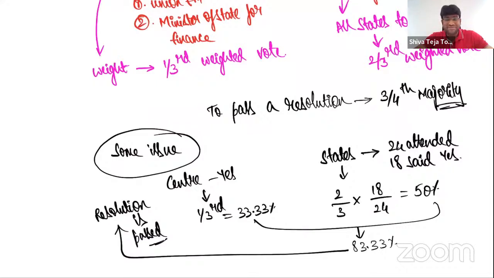Yes, are we clear? Fantastic. This I have to remember, my dear friends. Very, very interesting. High possibility that a question may come in the exam. Come on. What is the center weight? Center weight is what? 1/3. States weight, all states together, 2/3. But to pass a resolution, there should be a 3/4 majority. Clear? Done. Next.